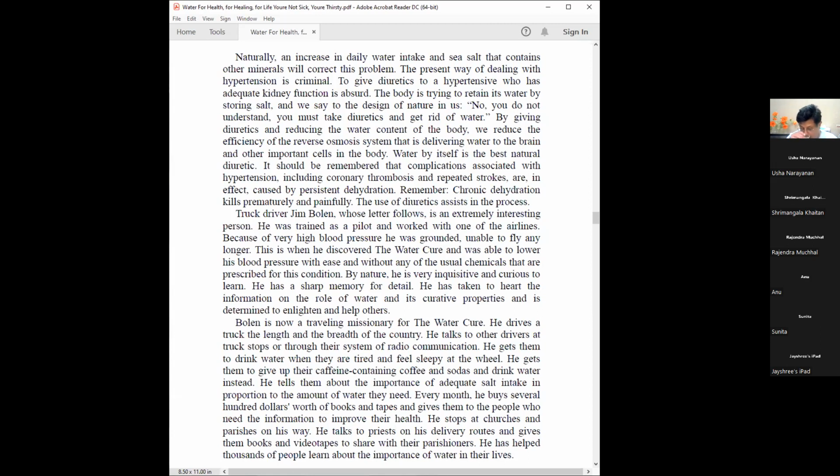By nature, he is very inquisitive and curious to learn. He has a sharp memory for detail. He has taken to heart the information on the role of water and its curative properties and is determined to enlighten and help others. So the water cure is basically how to drink water. It's another book.